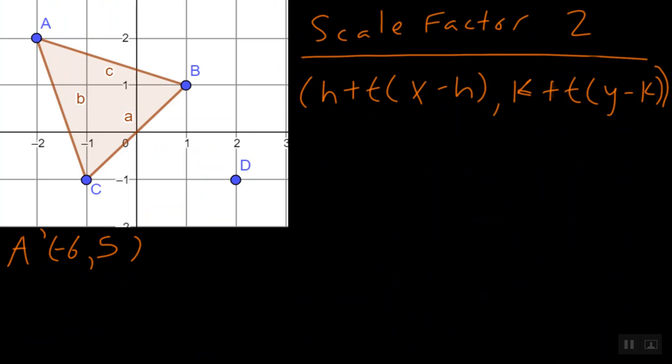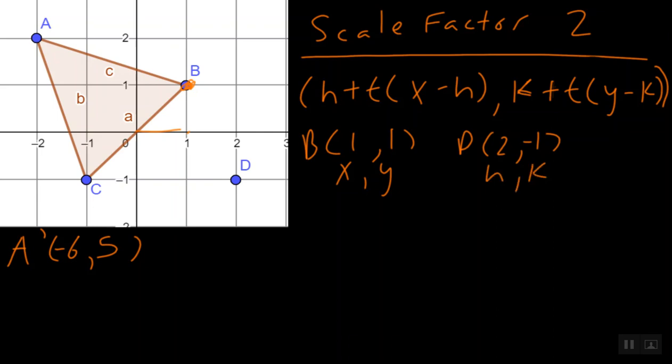Alright, well, let's go ahead and tackle our point B. So we can go ahead and say, well, where is B? I see that B is over here at 1, 1, and we know that this is the point that's being dilated, so that's our x, y. And of course we have point D, which is still at 2, negative 1, and that is our h, k. And lastly, guys, I put this up top here. Our scale factor is still 2. That will be a t value of 2.